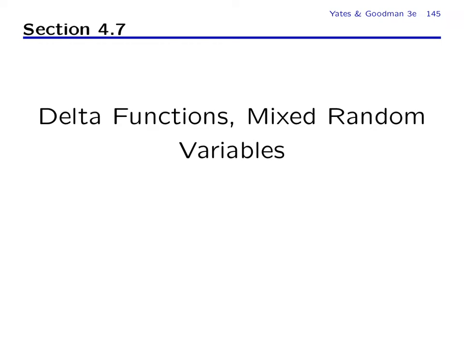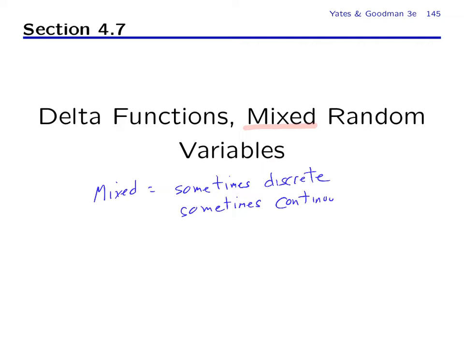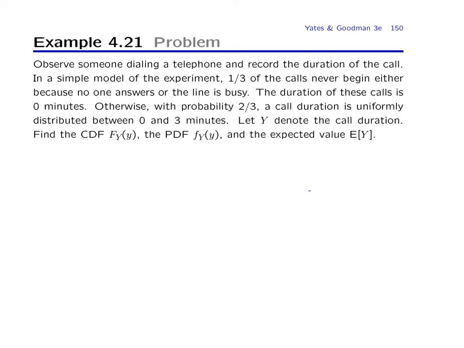So far, we've learned about discrete random variables and continuous random variables, and today we learn about a third kind of random variable called a mixed random variable. Mixed random variables are sometimes discrete, but sometimes they're continuous. If that doesn't make any sense, consider this example.